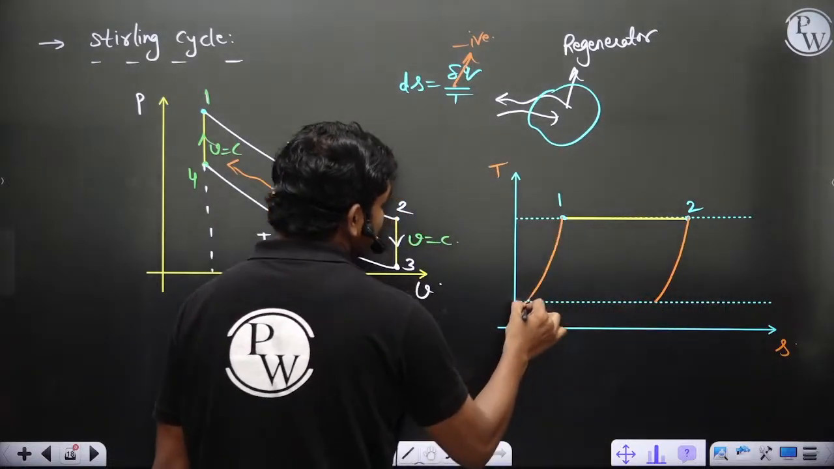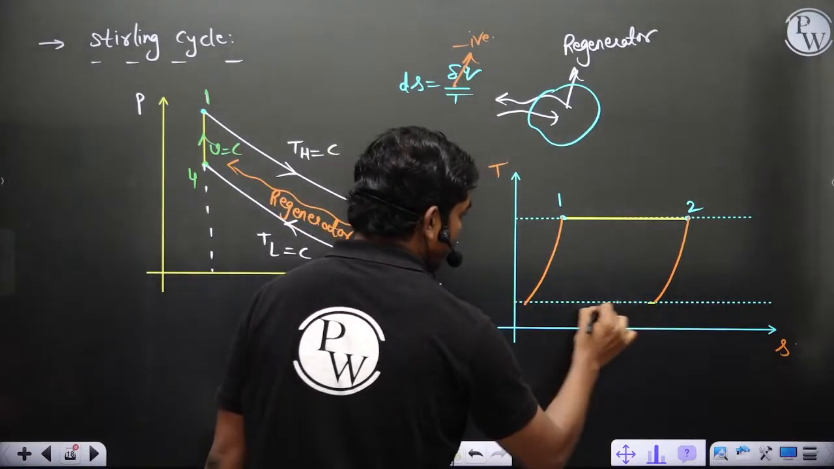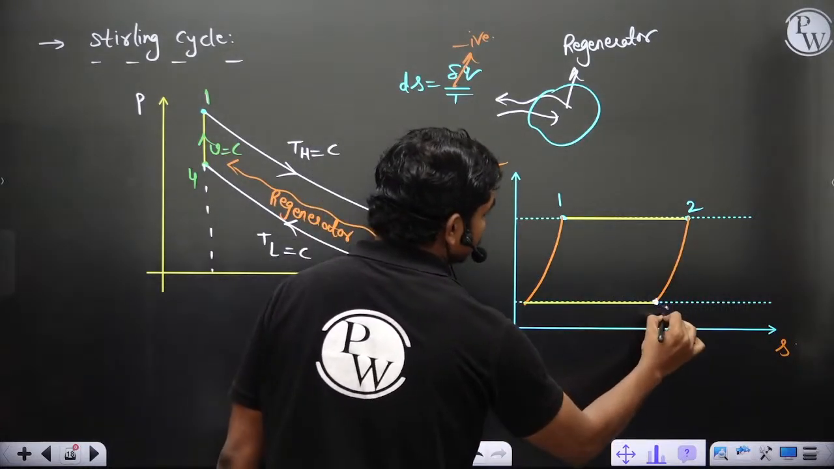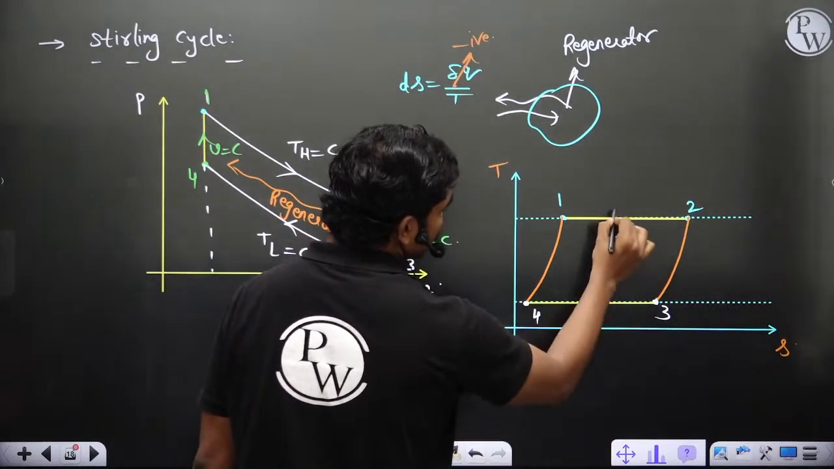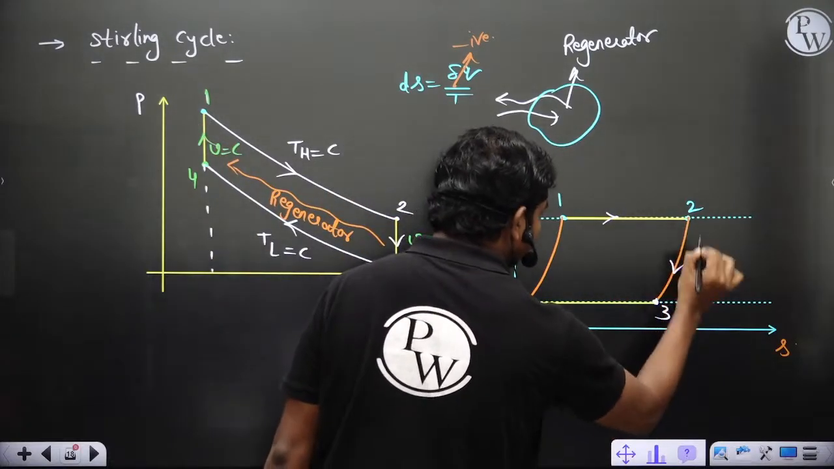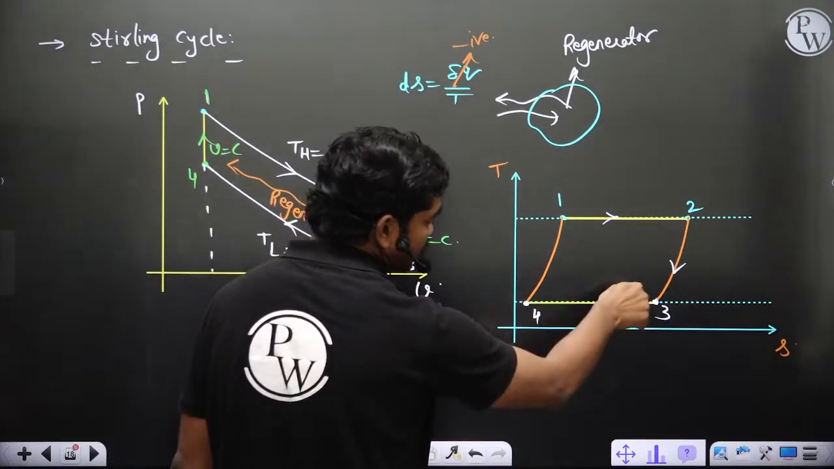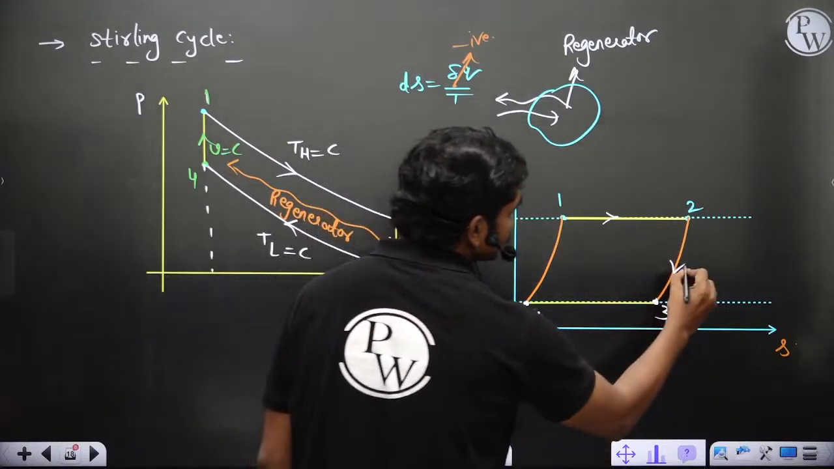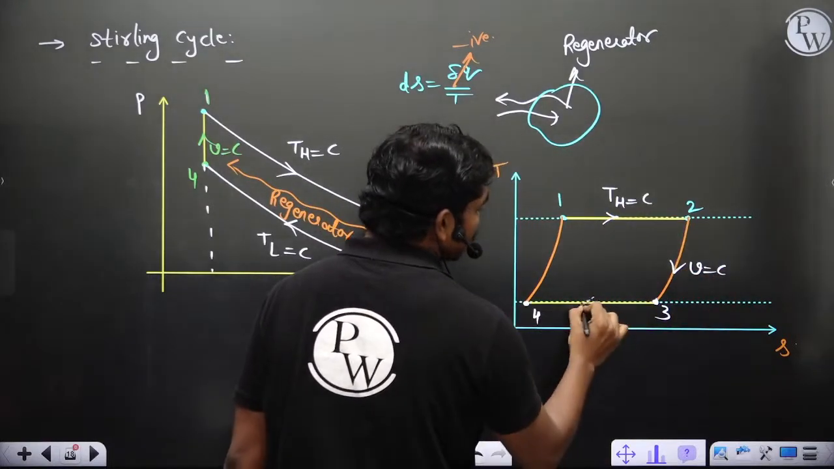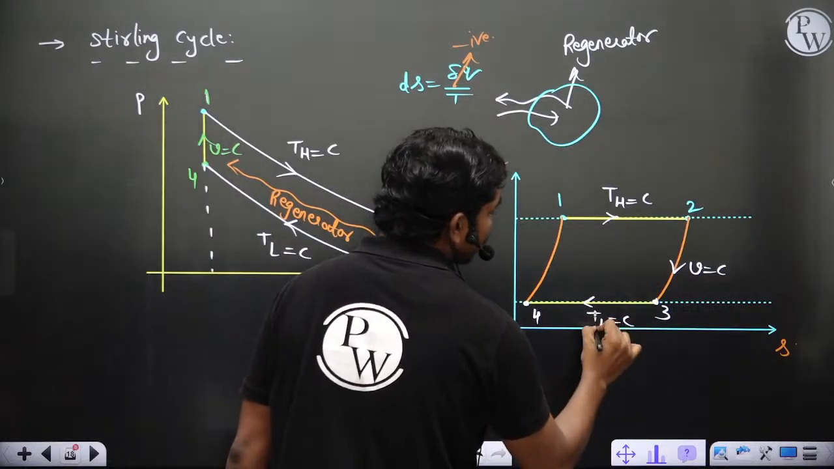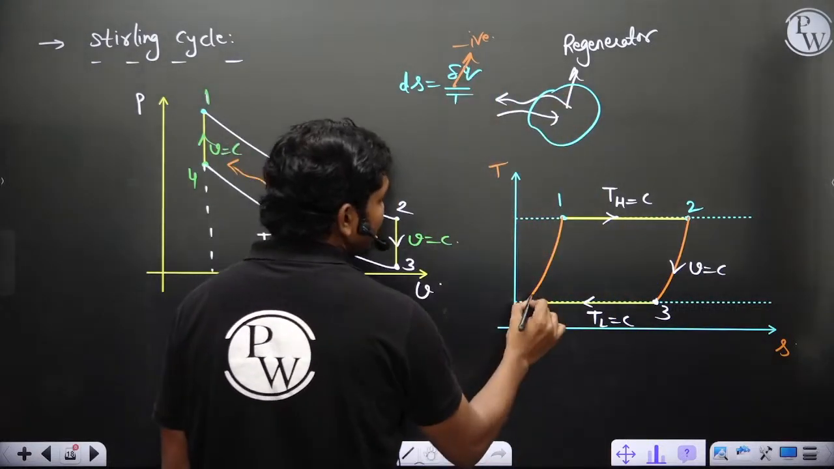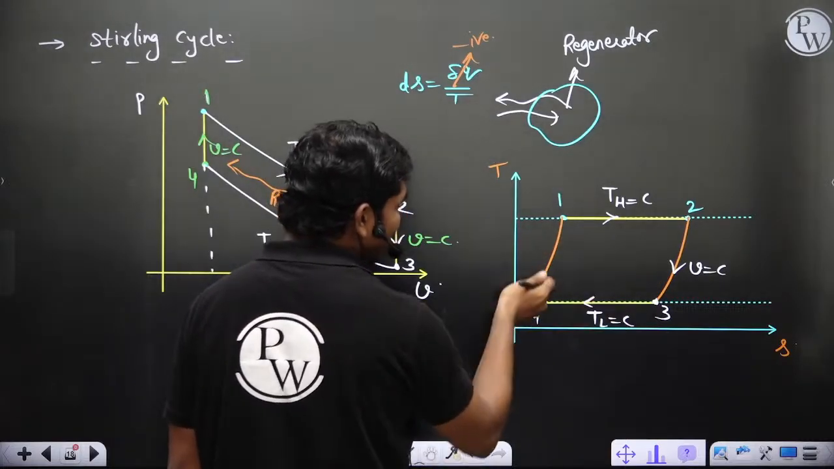Similarly, if you connect this, we have 1, 2, 3, 4. So 1 to 2 is isothermal heat addition, like here you can see, and 2 to 3 is actually this constant volume process. V is equal to constant, and this is TH is equal to constant, then TL is equal to constant. Then again during 4 to 1, when this substance is giving back its heat, clearly you can see from 4 to 1 entropy will increase along with temperature.